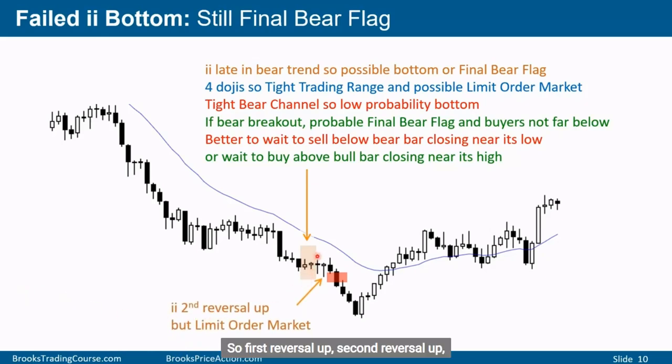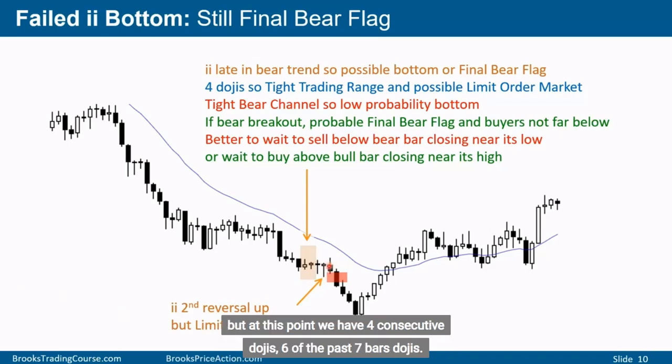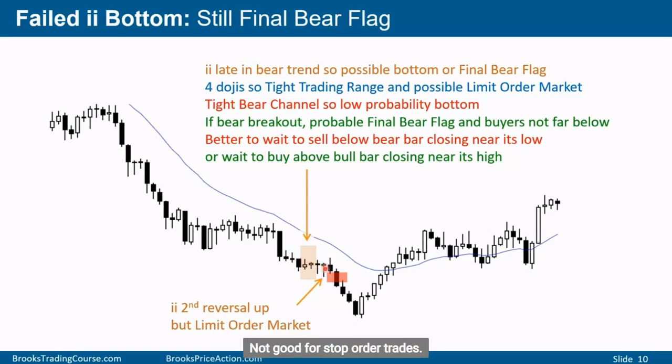So first reversal up, second reversal up. But at this point, we have 4 consecutive dojis, 6 of the past 7 bars dojis. It's a limit order market, not good for stop order trades. And then we got a bear bar closing near its low. After a couple attempts to bottom and reverse up, you will start to get bears selling below that, especially because we're in a small pullback bear trend. Some will wait for a second bear bar and sell below that.